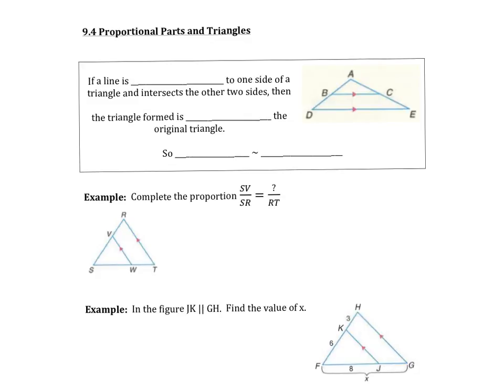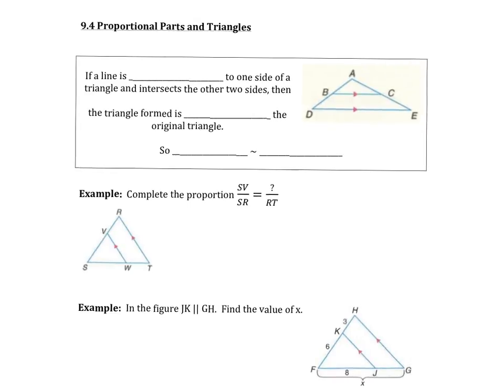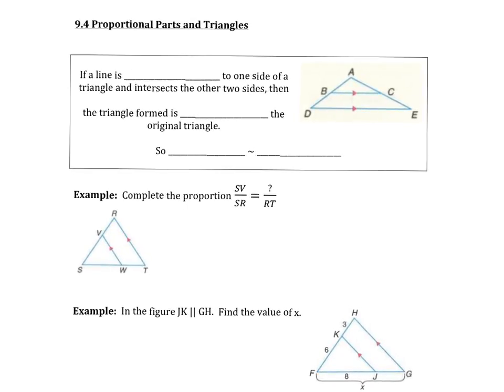In this video, we're going to do notes for section 9.4, proportional parts and triangles. All right, our first theorem says that if a line is parallel to one side of a triangle and it intersects the other two sides, so it's intersecting at point B and point C there, then the triangle formed is similar to the original triangle.